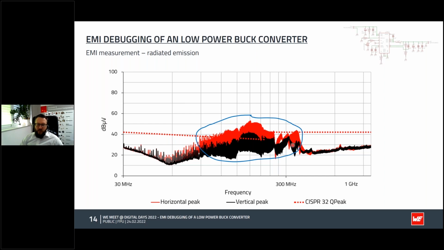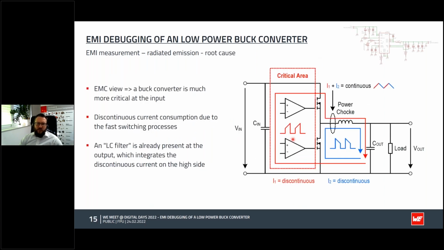We also did, of course, some tests on whether, if we improve the design, we can also improve the radiated emission. But this was really quite hard. So radiated emission, where does it come from? From an EMC point of view, a buck converter is really critical on the input side. There is some discontinuous current consumption due to the switching process. So this is the critical area.